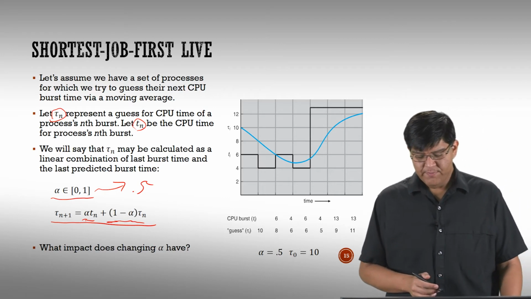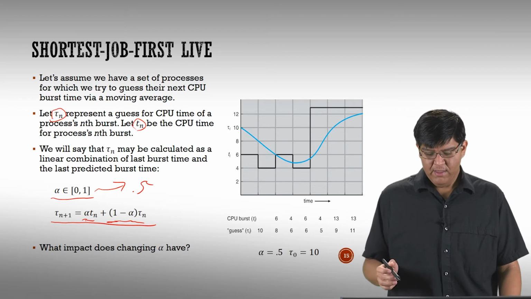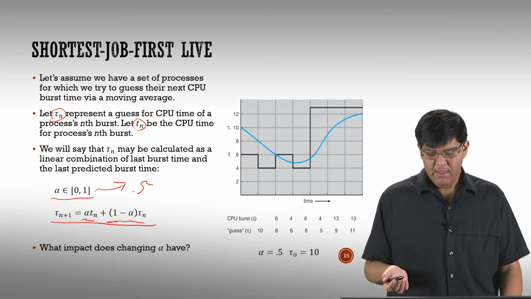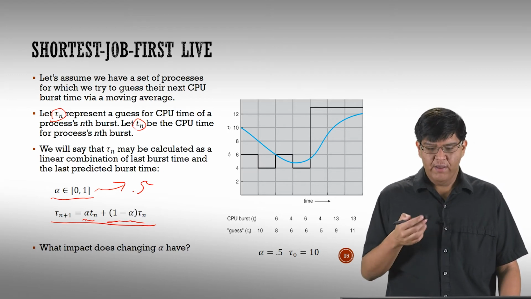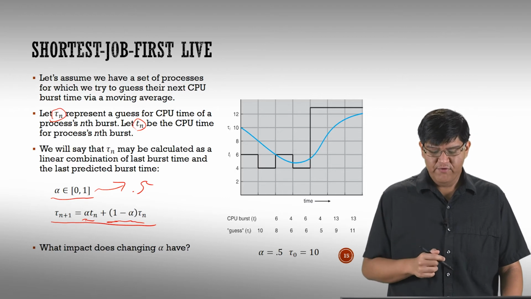Jumping over here to the picture, what this picture is showing is my t sub n's and my tau sub n's. Here my blue line is my tau, my estimate. Blue is an estimate. The black is the actual values that I saw. Let's try reading this, and maybe we'll jump back to the formula too.